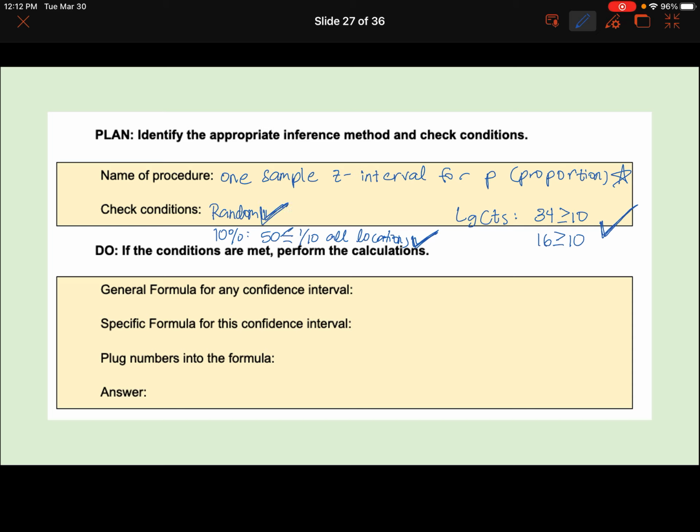All right, the next section is like the mathiest looking section. So if the conditions are met, which they are here, we can go ahead and perform the calculations. First thing is that we need to write out the general formula. And this is going to be the same regardless of whether you're looking at proportions or means. It's always going to be your point estimate plus or minus your margin of error. On an FRQ, it is important to write this out every time. So that's our general formula.